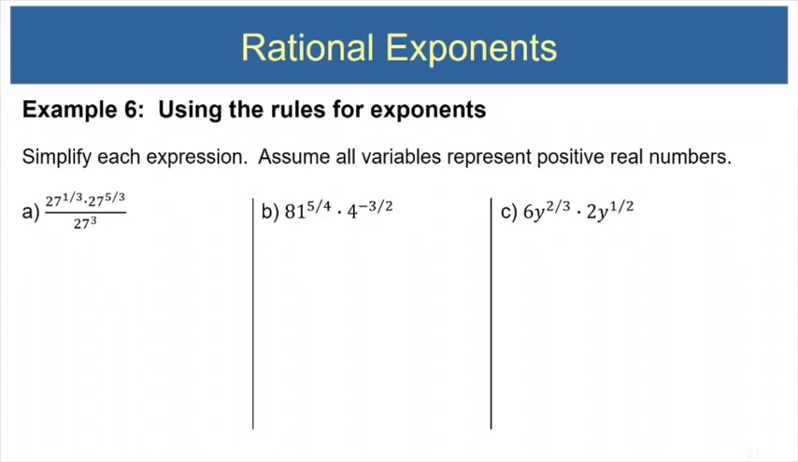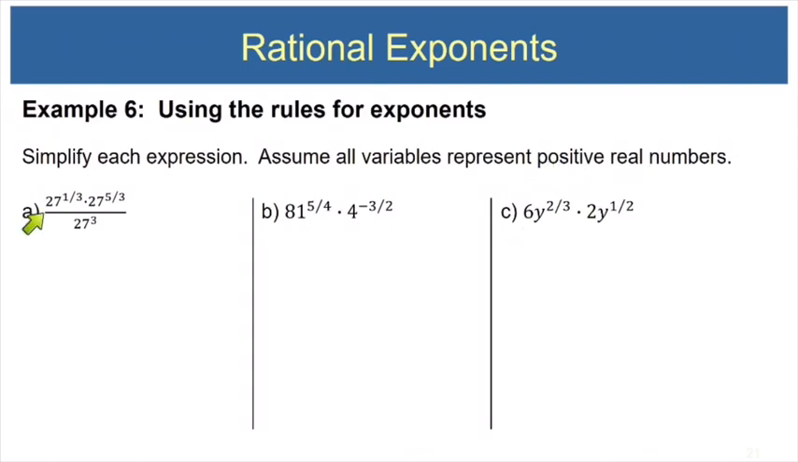Okay, let's get a little practice here with example 6. It says simplify each expression and assume all variables represent positive real numbers. So don't worry about what would happen if a variable was negative. We just can pretend they're all positive.